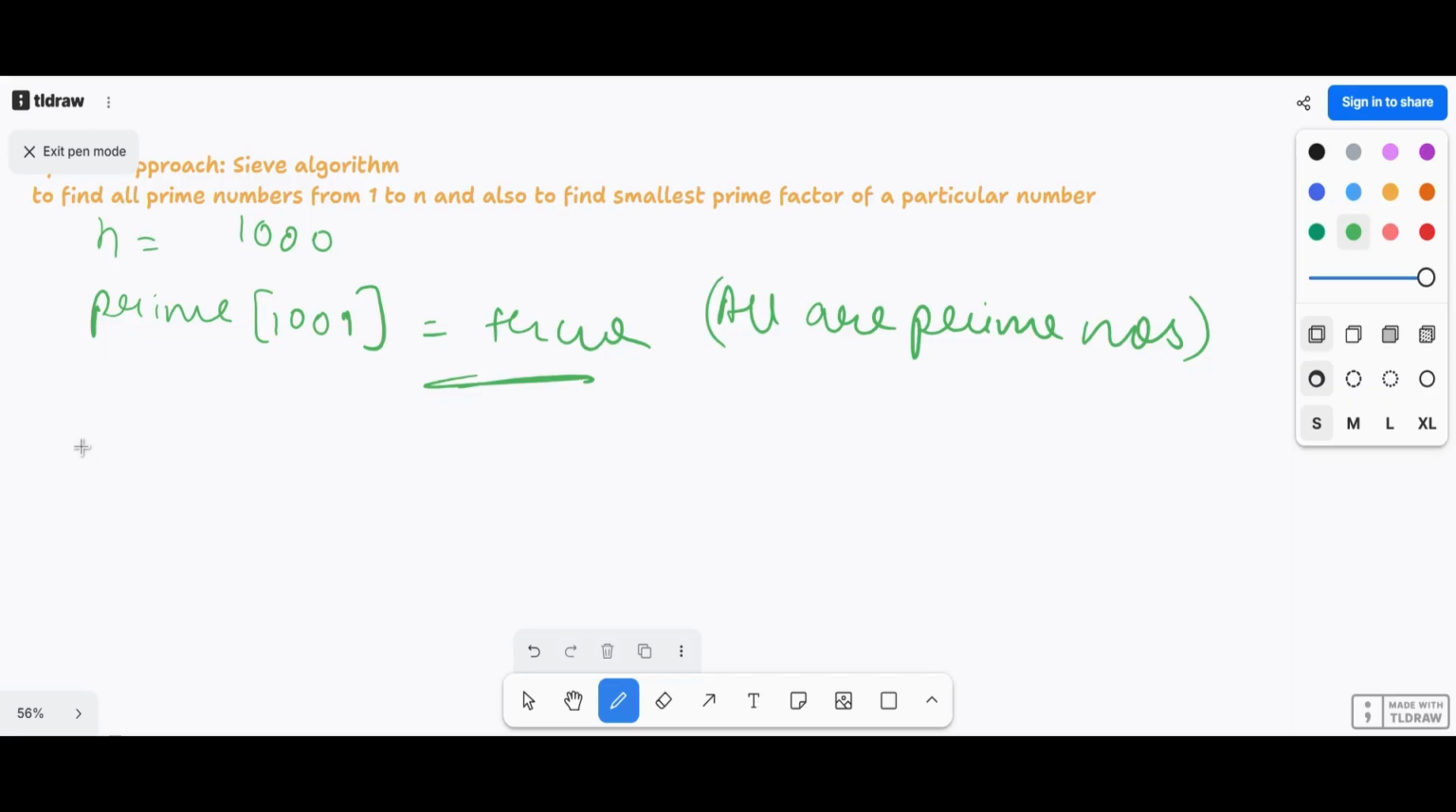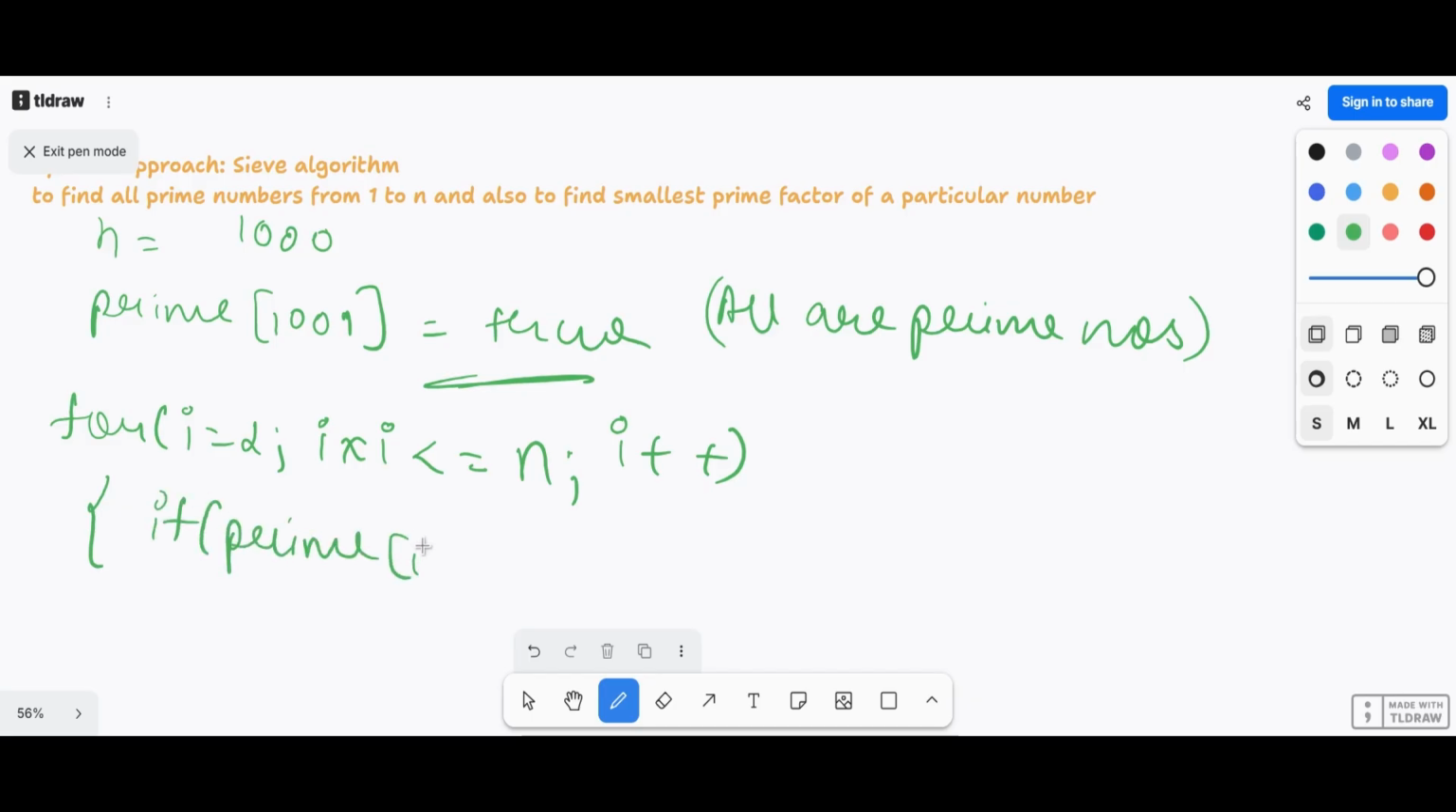Now what the algorithm says is, you'll start from 2 and you'll go until square root of n. Let's say you'll start from i is equal to 2 and you will go to the point where i square is less than or equal to this maximum n, which is given as 1001 or 1000, and you will do i plus plus every time. Now you check if prime of i, that means if i is prime. Initially I went to 2, and 2 is prime, right?